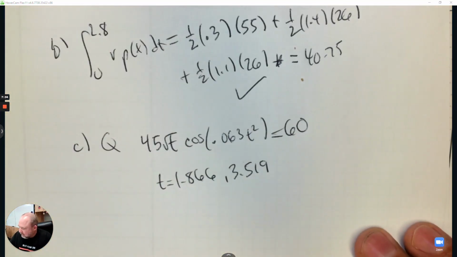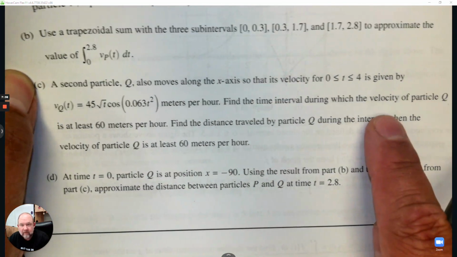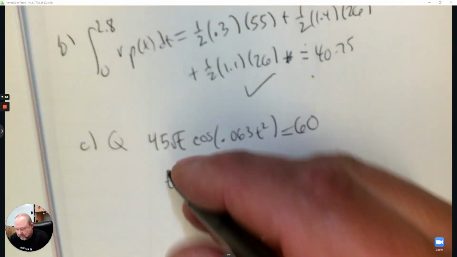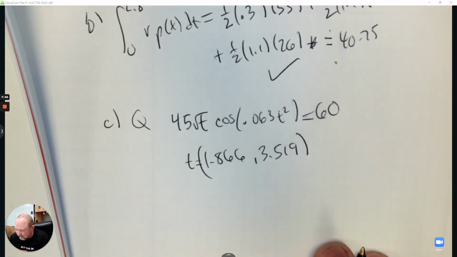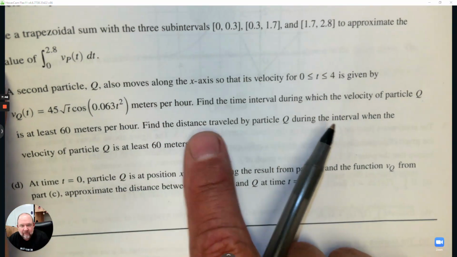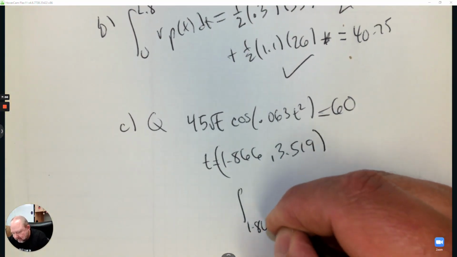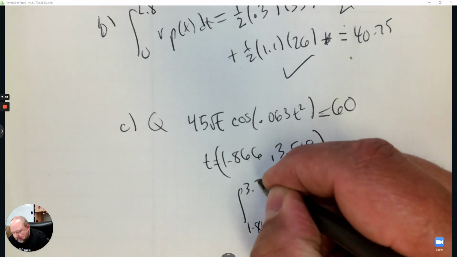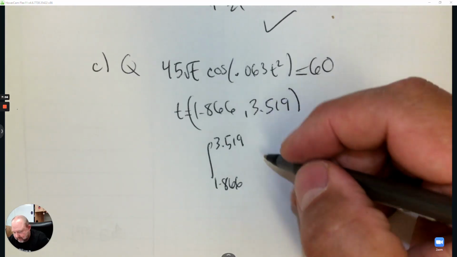So the first question was, find the time interval between the velocity is at least. So the time interval is right there, between 1.866 and 3.519. And then it says find the distance traveled. That's an integration question. So we're going to integrate from 1.866 to 3.519. Everything is positive, so I don't got to worry about absolute value between there.